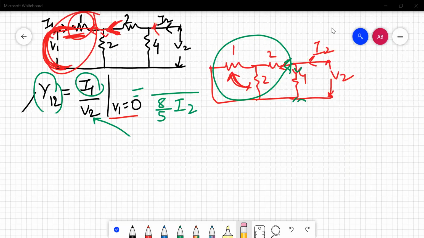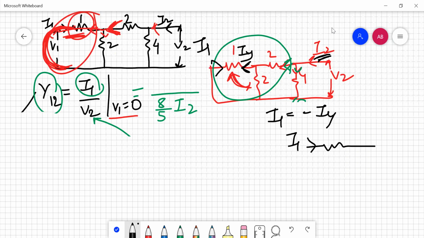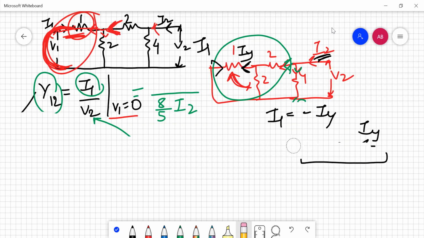So now, as we did in our previous part, we have to take that our I1 is coming like this. Now we have to calculate the part of I2 that is reaching towards this branch. Let's say that this part is IY. So we need to calculate IY, because now I1 will be equal to negative of IY, because they both are in the same branch. This is my I1 and this is my IY. In a single branch, the same current can only flow, but the direction is different. So this negative sign has been taken. Now we need to calculate the value of IY.